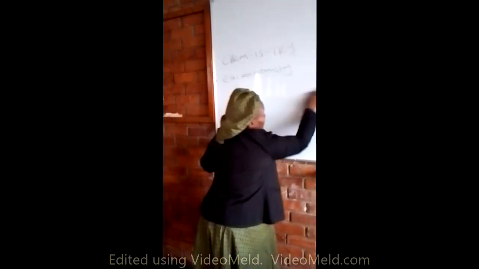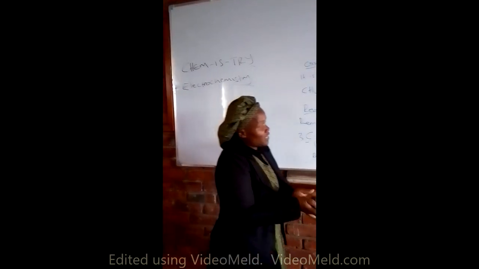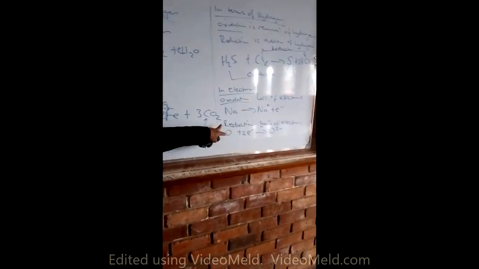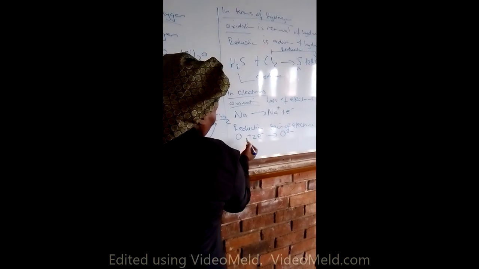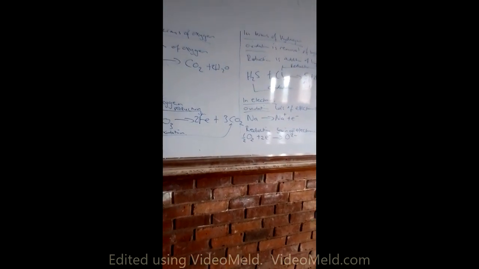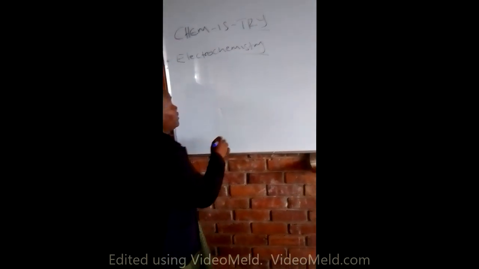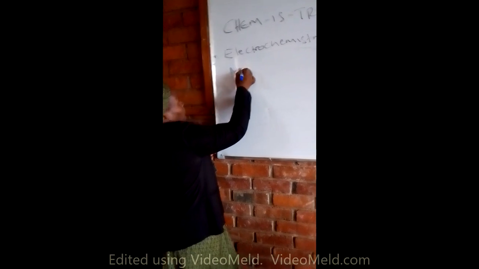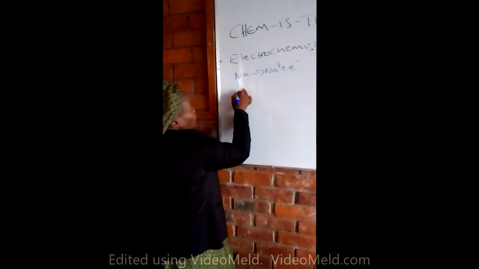What I've written there, we refer to those as half equations. So these are the half equations. This is the half equation for the oxidation process. This is the half equation for the reduction process. Oxygen is a diatomic, so I can write it like that. So let's see the overall reaction. So sodium loses electrons, is oxidized.